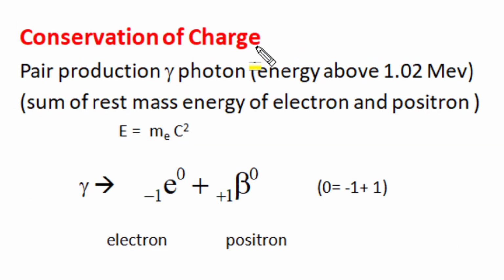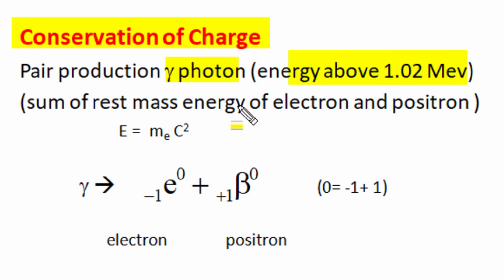Another wonderful example of charge conservation is pair production. This happens when a gamma photon has energy of more than 1.02 MeV. Here 1.02 MeV is the sum of the rest mass energy of an electron and a positron. As per Einstein's famous relation E = mc², mass is a condensed form of energy, and we can produce energy from mass, or we can also create mass from energy. To create the mass of one electron or positron, the energy required is 0.51 MeV, and for the pair the total energy required is 1.02 MeV.